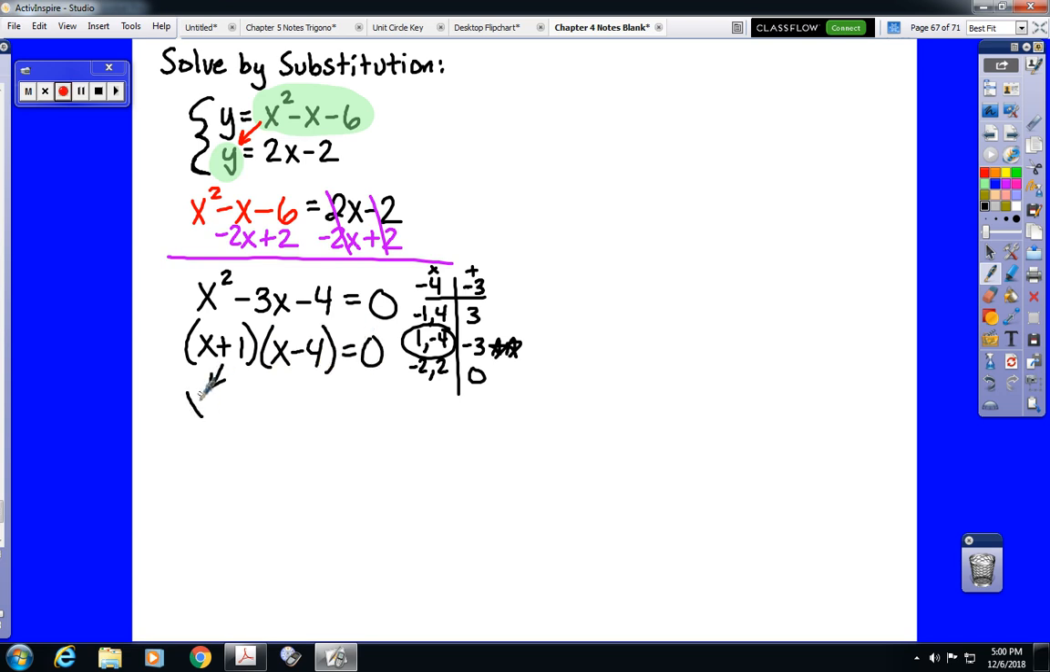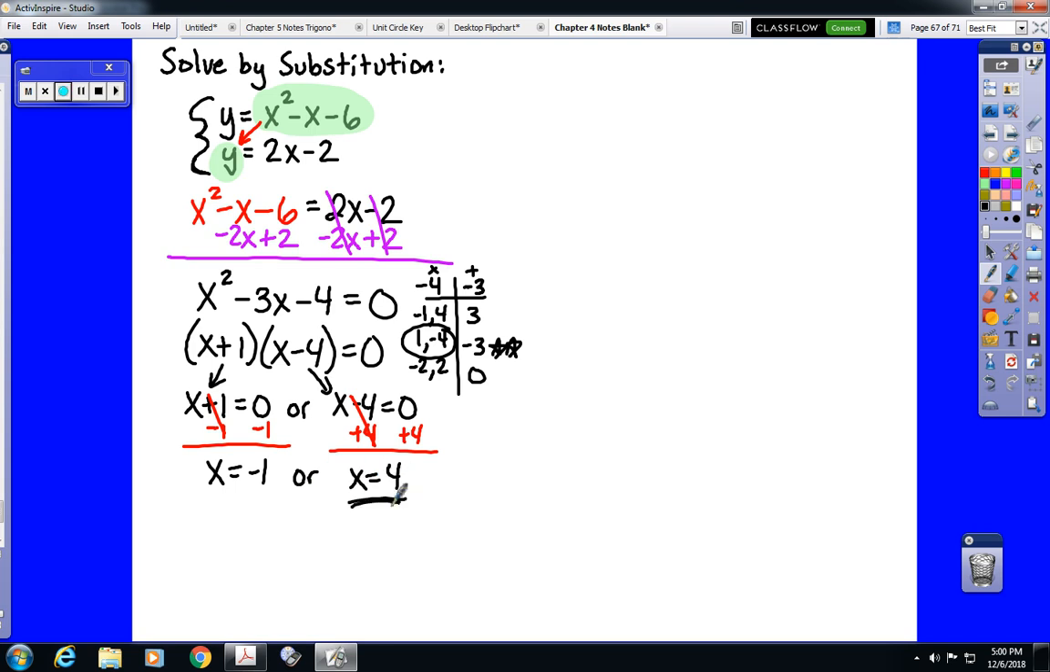Apply the zero product property: x plus 1 equals 0, or x minus 4 equals 0. Then we're going to solve for x. So we're going to subtract 1 from each side in this equation and add 4 to each side in the second equation, which would give us our x answers of x equals negative 1 or x equals positive 4.